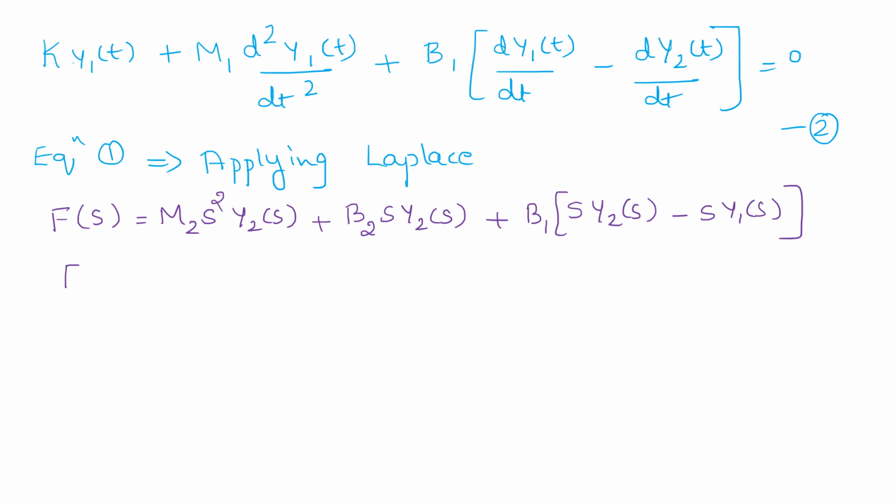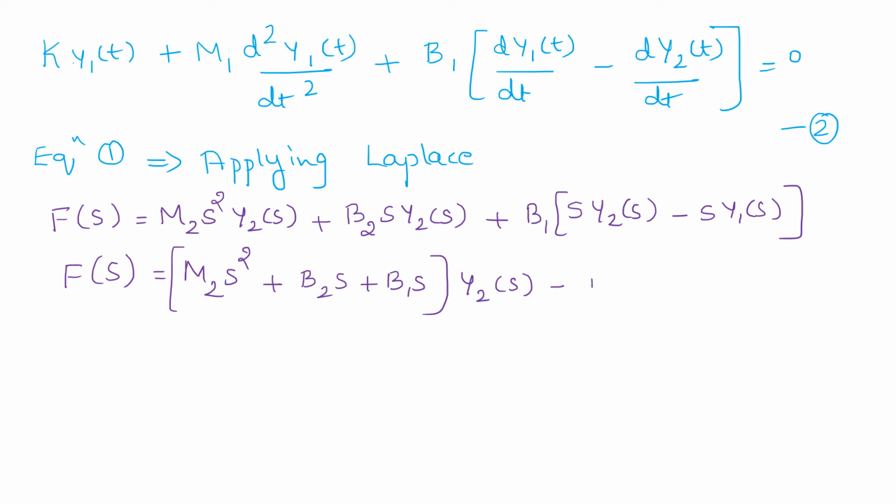Or we can write this F(s) is equal to m2 s square plus b2 into s plus b1 into s, into Y2(s), minus b1 into s into Y1(s). So, let us take this as equation 3.